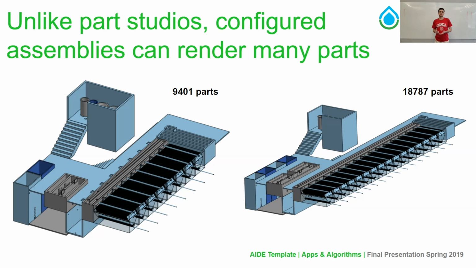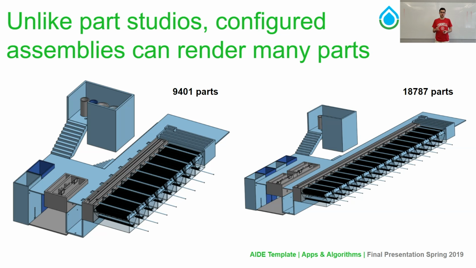After using assemblies for a semester now, we can safely say that they do handle models with large part numbers well. On the left is a model with over 9,000 parts. On the right is a model with over 18,000 parts. And when you're viewing both these in Onshape, after an initial load time, the program runs fairly smoothly.